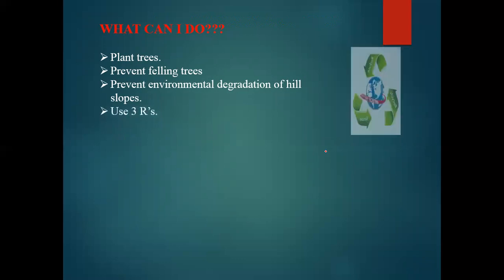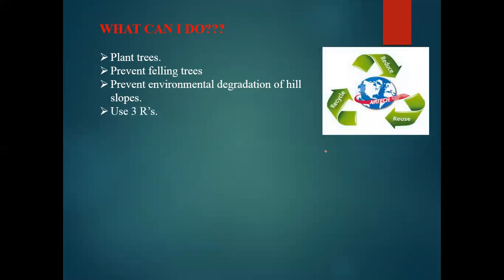Use the 3 R's, that is reduce, reuse and recycle. We should reduce the production of waste. We should recycle the materials which are possible and reuse the materials which are possible. We should also look for ways to reduce paper use. A huge amount of bamboo and trees are cut every year for the production of paper, so we should try to minimize the use of paper.